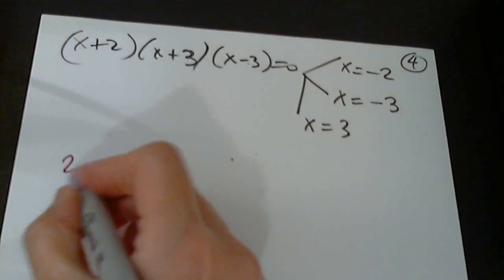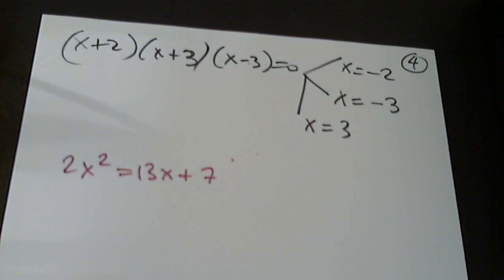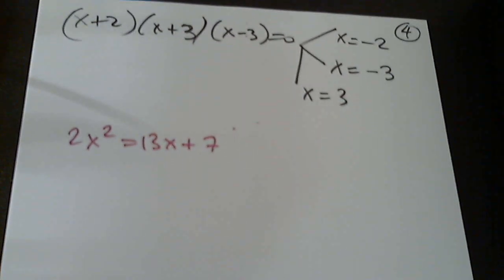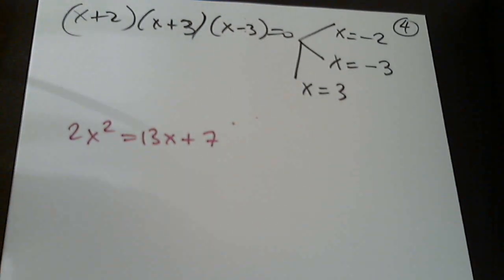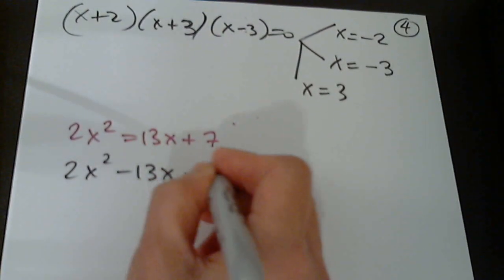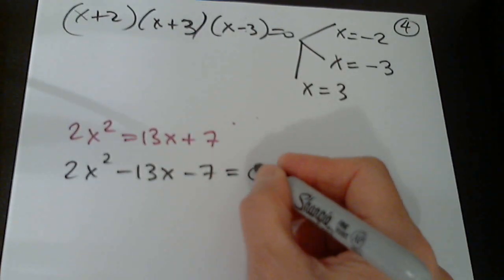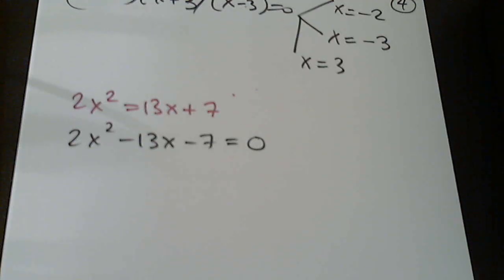So we have 2x squared equals 13x plus 7. Can anyone get us started on this, please? What do we need to do? First step, please. Minus 13x minus 7. Yes, and what else is left on the other side? 0. Yes, perfect. Okay. Trinomial, descending order, yes.